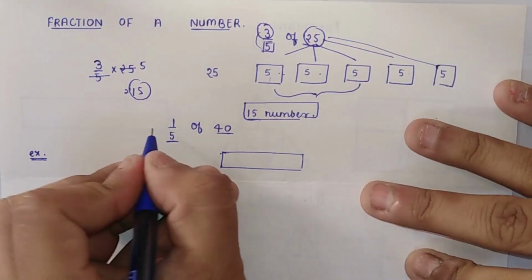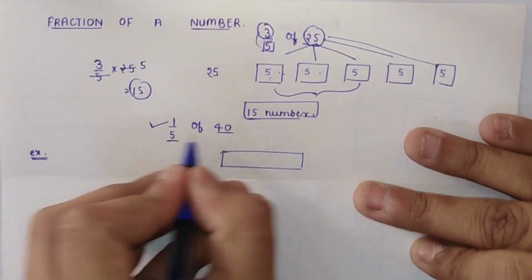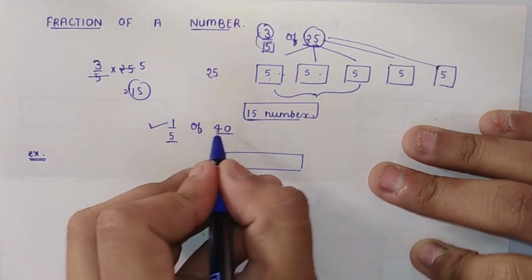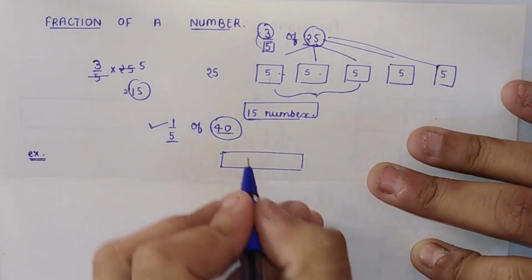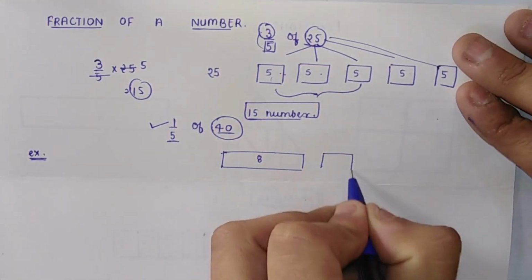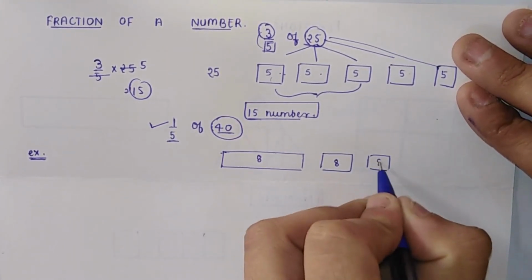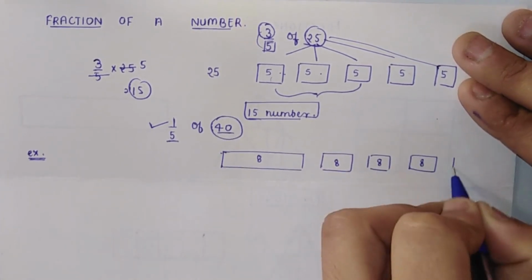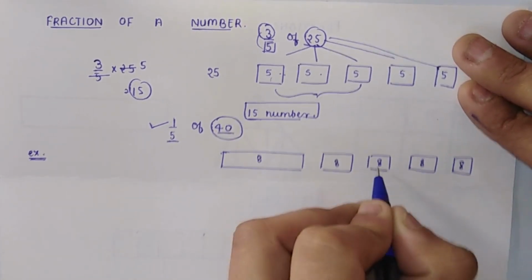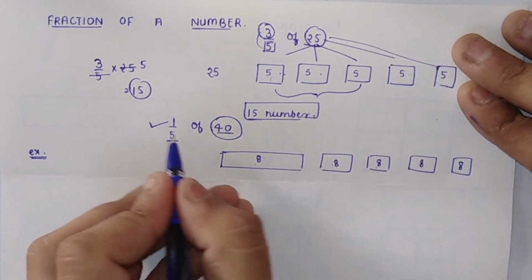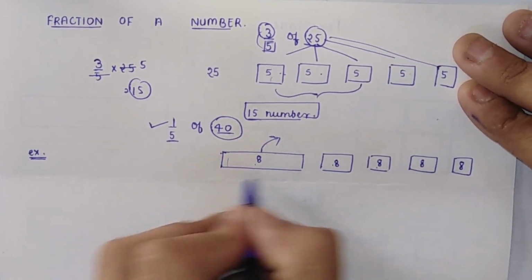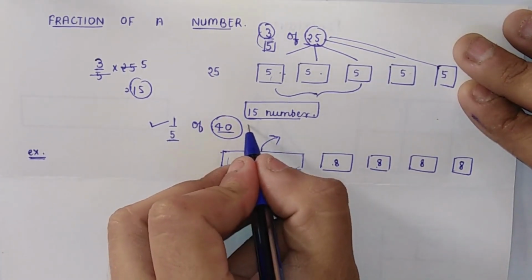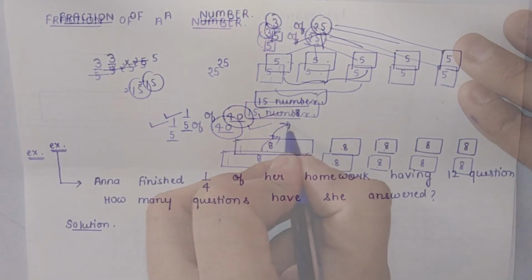Suppose we want to calculate 1 by 5 of 40. How do we calculate it? 1 by 5 of 40: we divide the whole 40 into 5 equal parts. So each equal part will have 8. Here we have 8, here also 8, and here also 8, and here also. So this is 8, 16, 24, 32, 40. Now out of these 5 equal parts we are selecting 1, and this has 8 numbers inside. So we can say that 1 by 5 of 40 is 8.